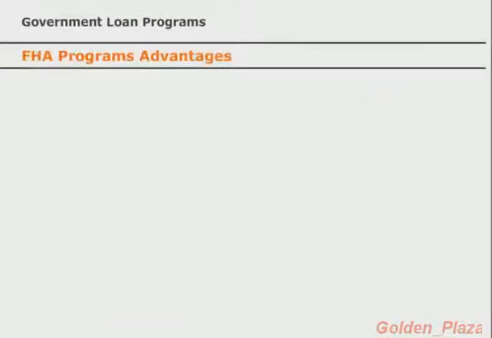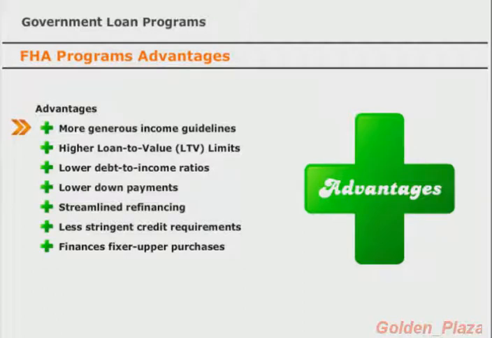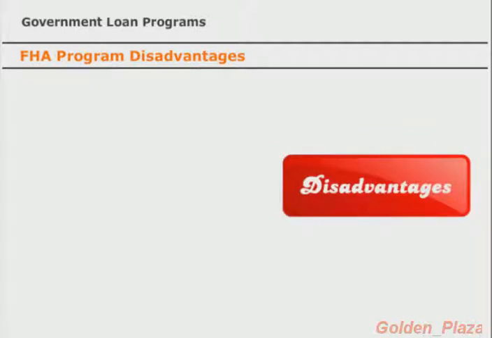The chief advantages of an FHA loan include more generous income guidelines, higher loan-to-value (LTV) limits, meaning that borrowers can refinance up to 98% of their home's value, lower debt-to-income ratios, lower down payments of 5% or less, streamlined refinancing, and less stringent credit requirements. The FHA also finances purchases of fixer-upper homes. In other words, with these homes, the mortgage is based on what the property will be worth on completion of repairs or rehabilitation. FHA financing does carry a few disadvantages, however.